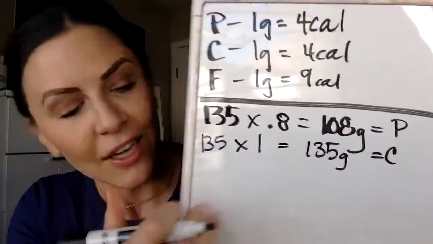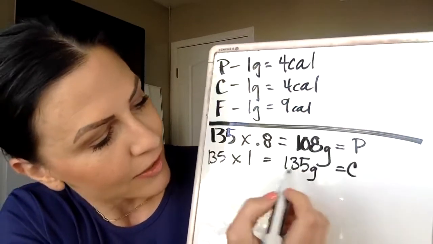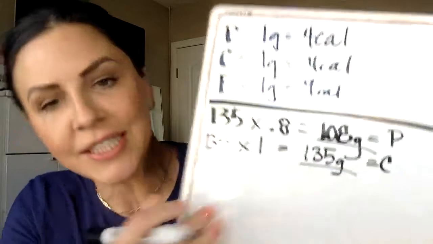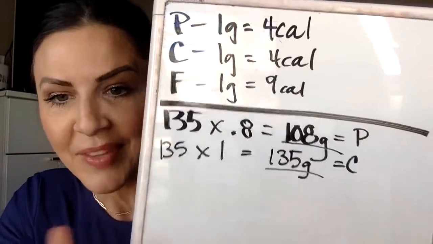Okay, so carbs are going to be 1 gram times your goal body weight. So my goal body weight is 135 times 1 is 135. So that is how many grams of carbohydrates I'm eating. We'll underline these per day. That's my carb macro.